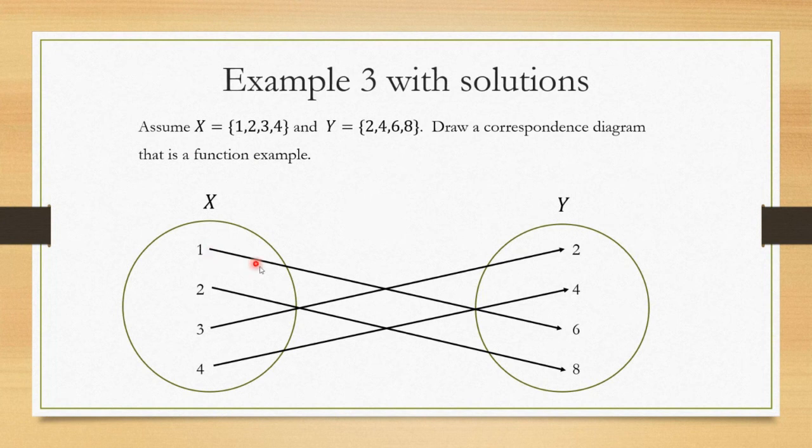So here I'm sending 1 to 6. Here I'm sending 2 down to 8. 3, I'm sending that to 2. 4, I'm sending that to 4, as you can see. So again, this is another example of a function, okay? This is another example of a function, as you can see, because each input is only going to one output. Someone had a question?